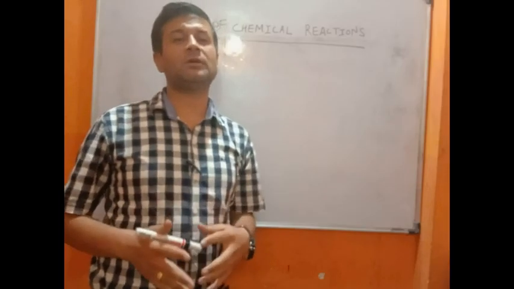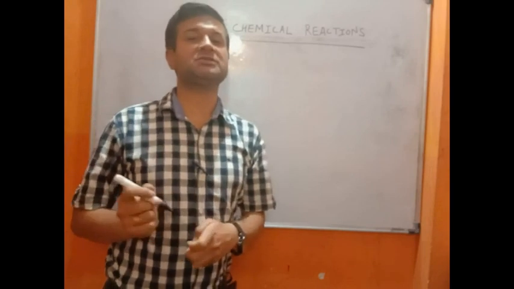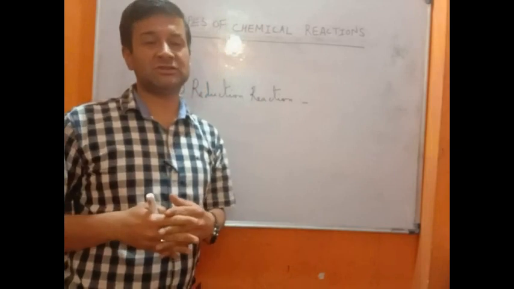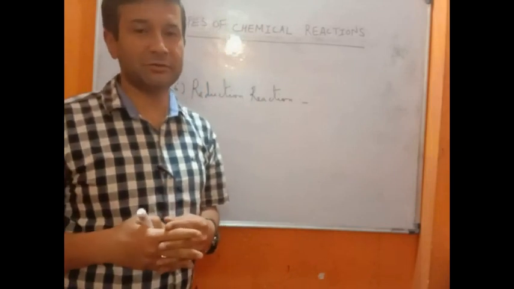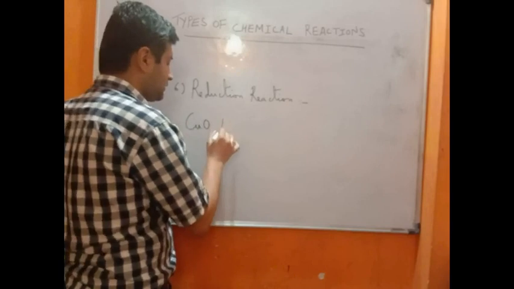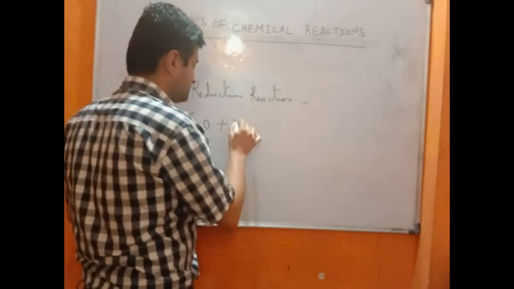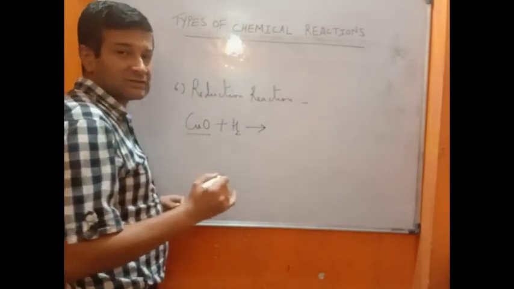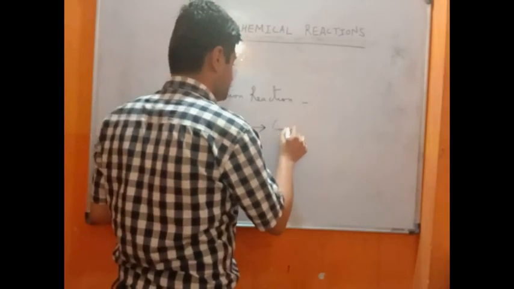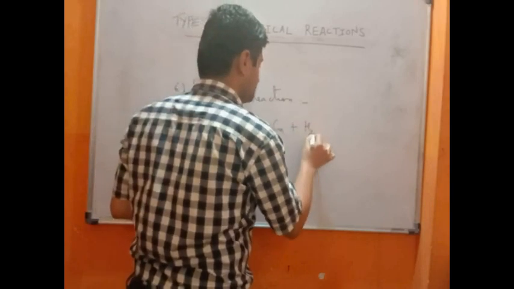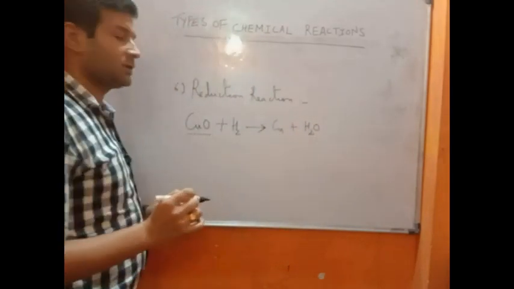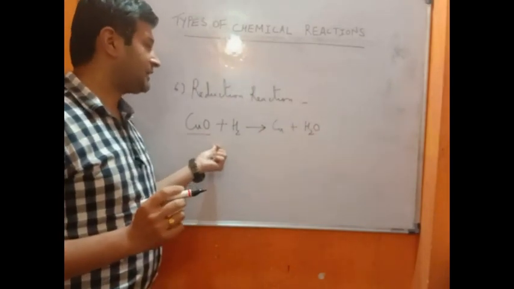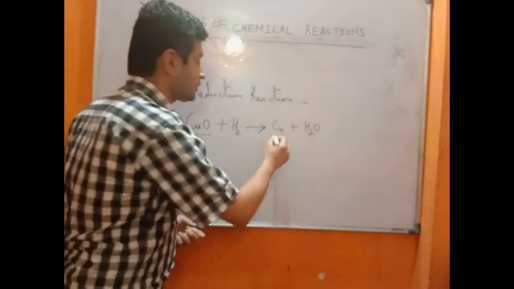Now let us discuss the next type of reaction, reduction reaction. In reduction reaction, a substance loses oxygen and it is said to be reduced. So when we heat copper oxide in presence of hydrogen, this copper oxide loses oxygen. So here you see that copper oxide is losing oxygen and it is getting reduced to form copper.